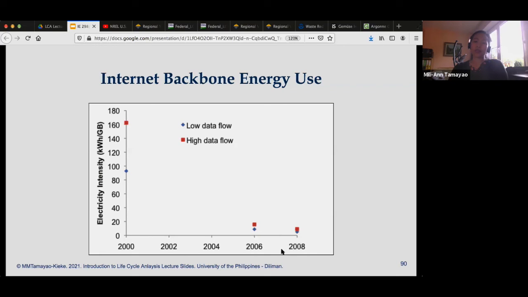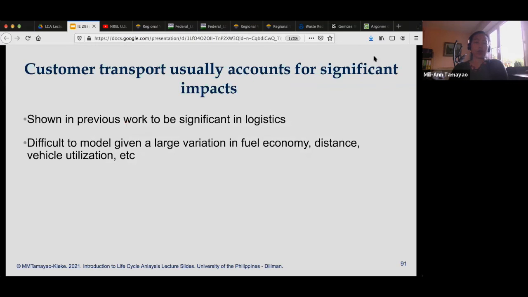In this case, it is important to use the most recent information on electricity intensity. Next, on customer transport. Customer transport usually accounts for significant impacts based on previous studies, and it is usually difficult to model given a large variation in fuel economy, distance, vehicle utilization, etc.